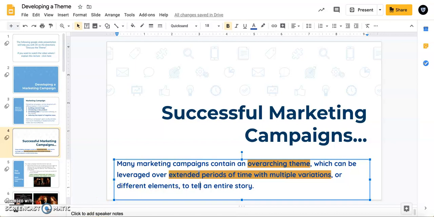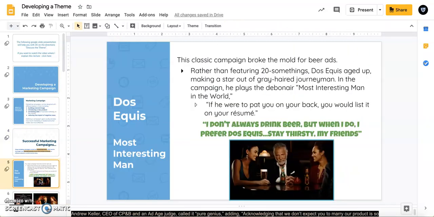So the first one I'm going to talk about is Dos Equis. Dos Equis is a beer company, and this was a really popular campaign. So rather than featuring some 20-something-year-old having fun, playing volleyball on the beach with their friends, enjoying beer, they went for a gray-haired journeyman. They wanted this rugged-looking man, and they dubbed him the most interesting man in the world. I'm very positive you guys have heard this slogan.